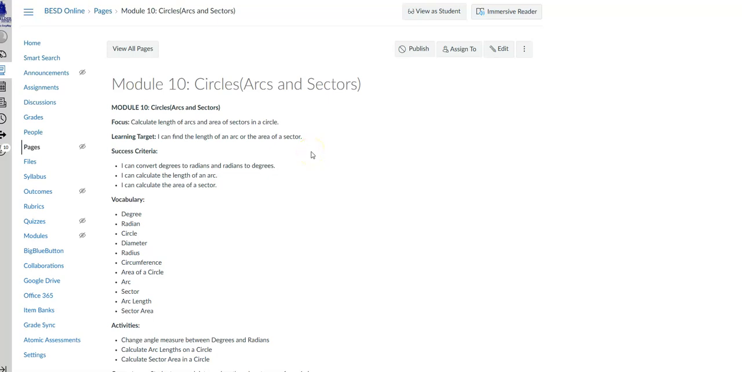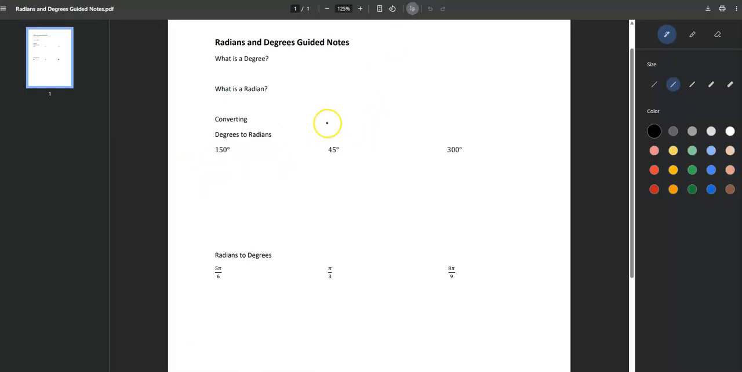All right, we are day 1 of Module 10. This module is about circles. We're going to talk about arcs and sectors later. Our learning goal or success criteria today is that you can convert degrees to radians and radians to degrees, so that you know what that is. This first one right here is our goal and our criteria.